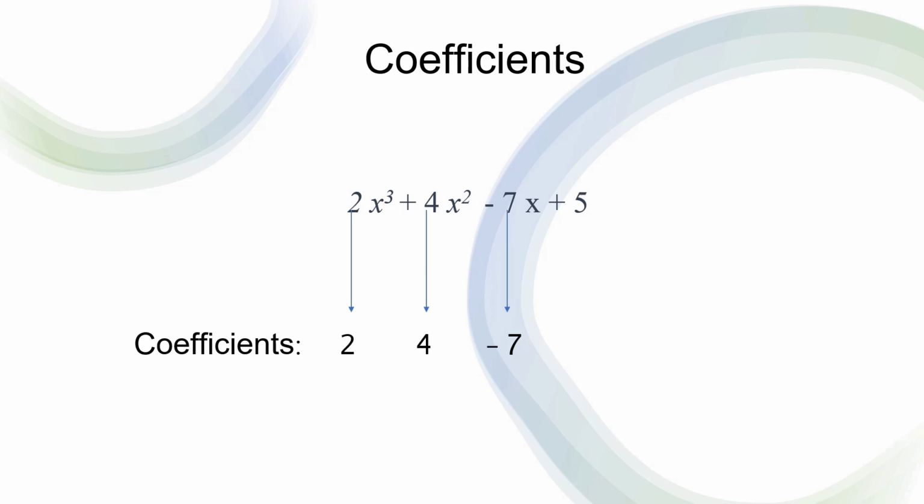Next, we have the coefficients. Coefficients are the numerical values that multiply the variables or their exponents. In our polynomial, 2 times x cubed plus 4 times x squared minus 7 times x plus 5, the coefficients are 2, 4, minus 7, and 5. These coefficients determine both the magnitude and sign of each term in the polynomial.